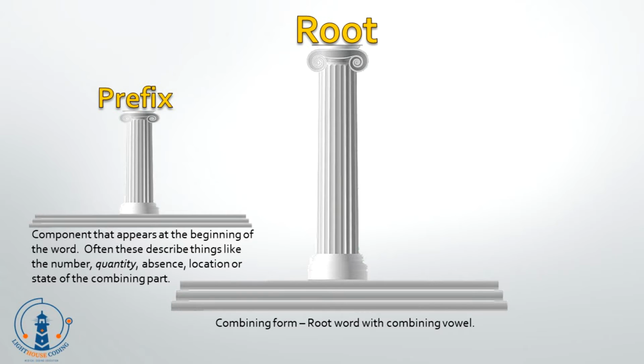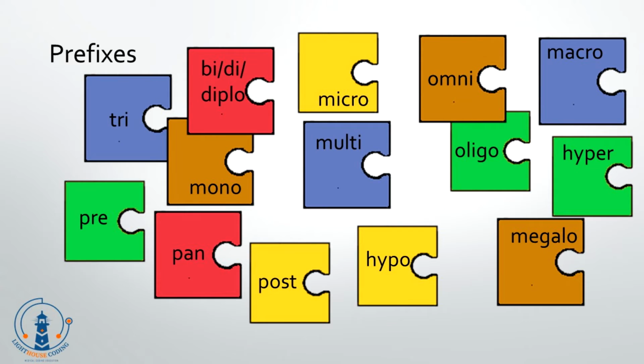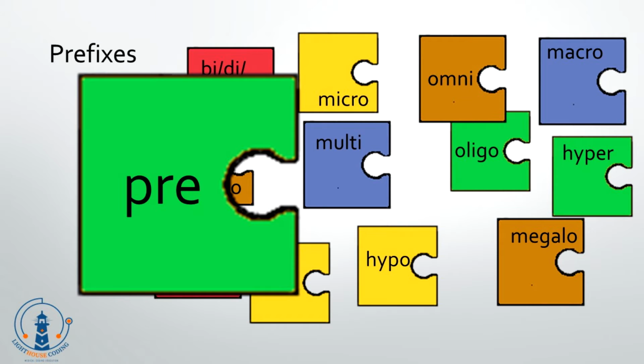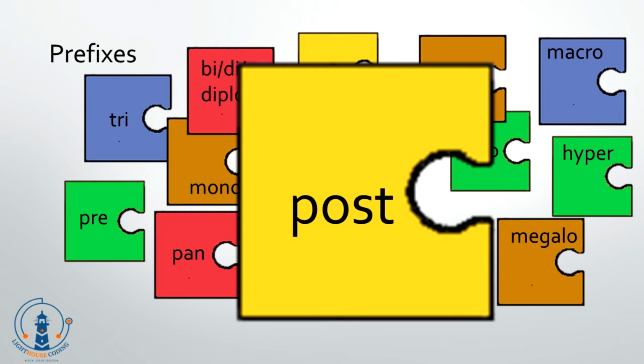Prefixes are located at the beginning of a medical term. Prefixes define things like the quantity, absence, location, position, direction, time, or status. Think of the word prenatal. The prefix pre means before. Prenatal means before birth. Likewise, post means after, and postoperative means after or following surgery.